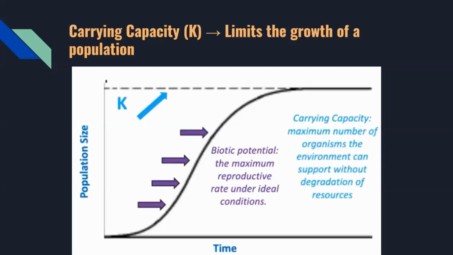When you see a population first grow, they're going to grow with their biotic potential, meaning their maximum reproductive rate, because there's enough resources for them, their population is small. But as they get bigger, they get closer to the carrying capacity, they're going to start to level off.